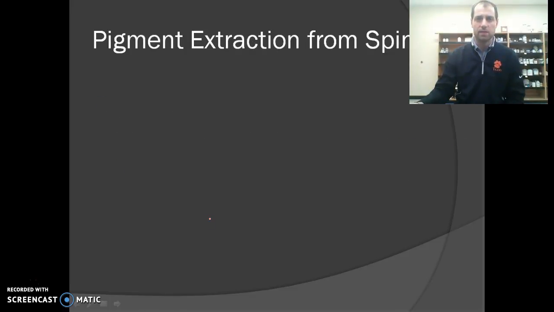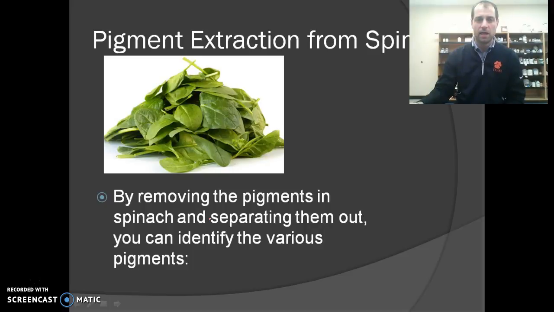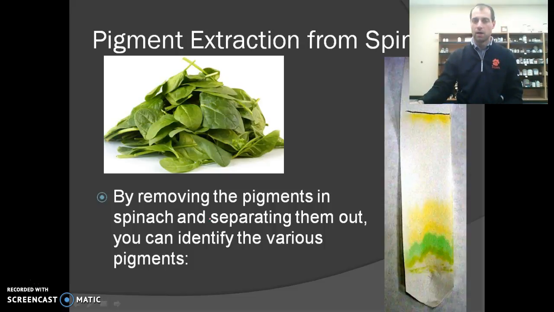This is the pigment extraction from spinach, and you may remember doing this in class. We can remove the pigments in spinach by separating them out through chromatography. And so you can see here how we've got the different pigments being separated out right here. And each of these shows that we have different pigments contained in that one spinach leaf. So that spinach leaf can use various amounts of sunlight, various wavelengths, to gather energy.